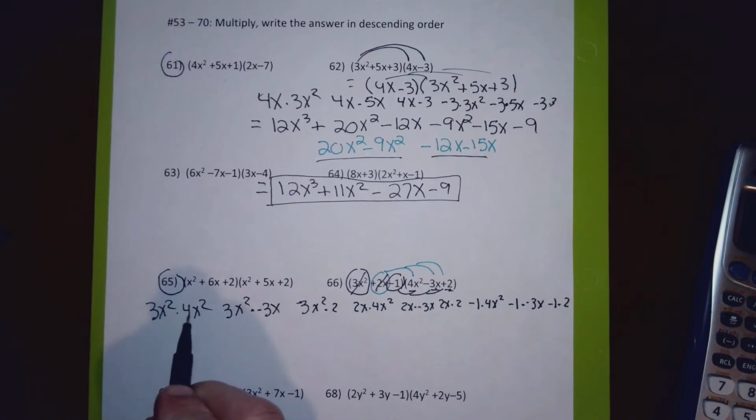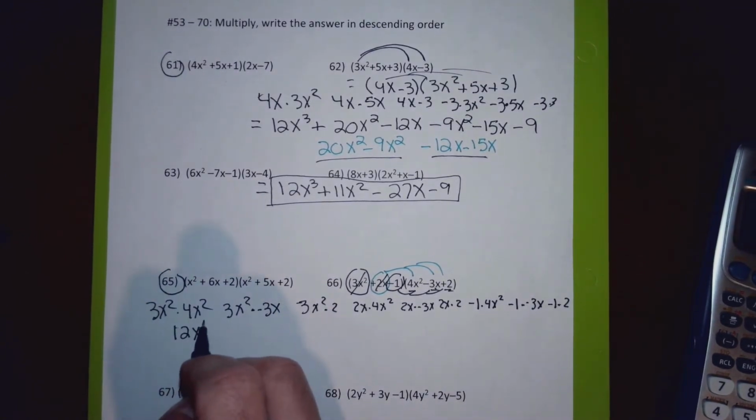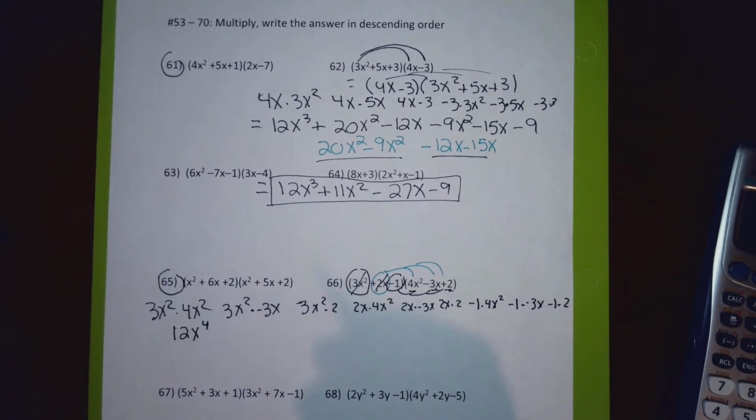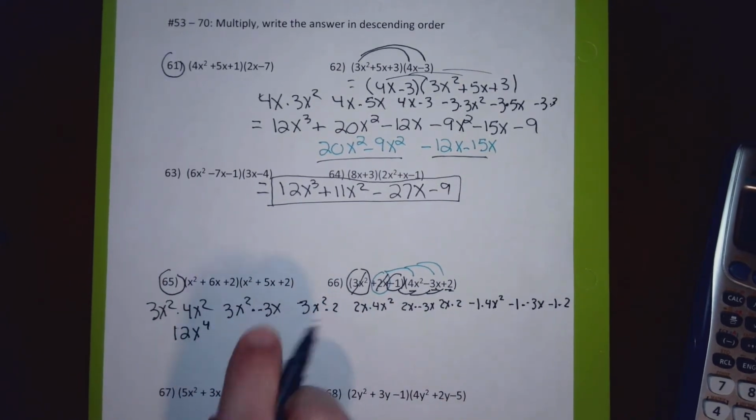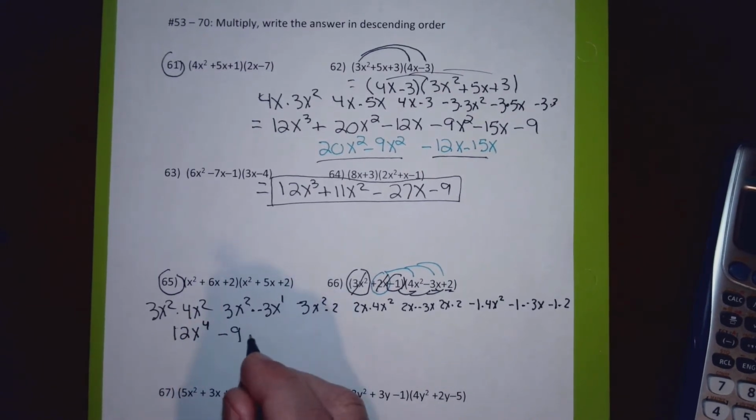First multiplication, I multiply the 3 and 4 and get 12. I add the exponents on the x's, so that gives me a 12x to the 4th. Second multiplication, 3 times minus 3 is minus 9. I add the exponents of 2 and 1 on the x's and get an x cubed.